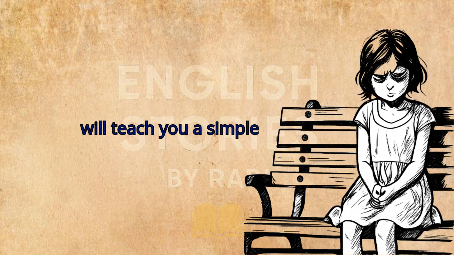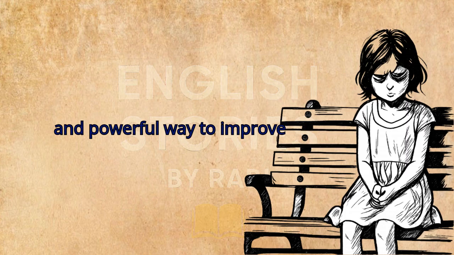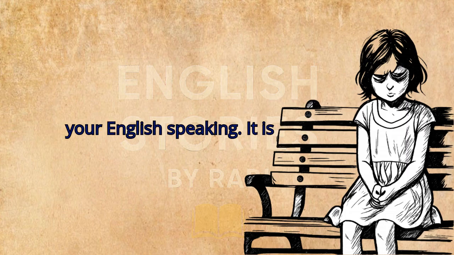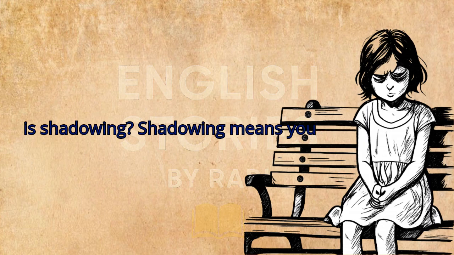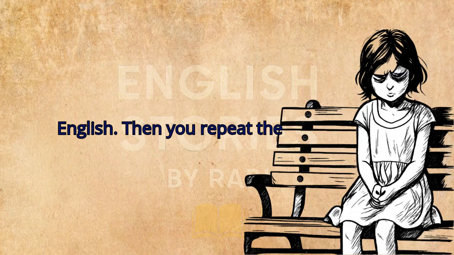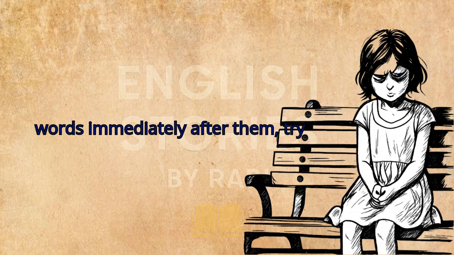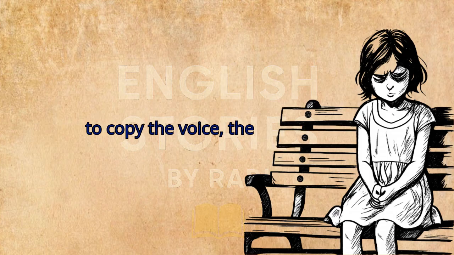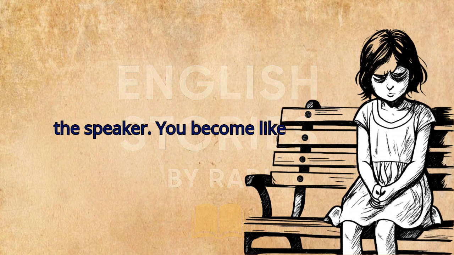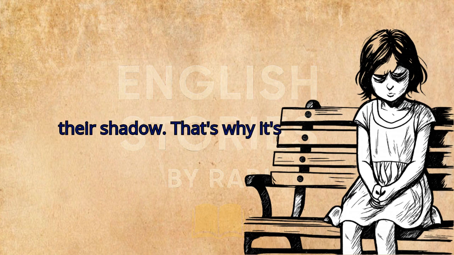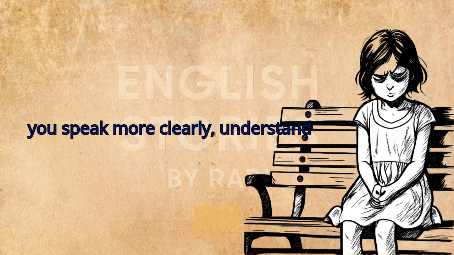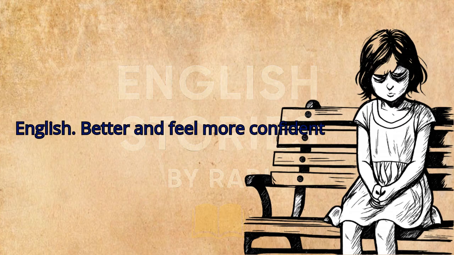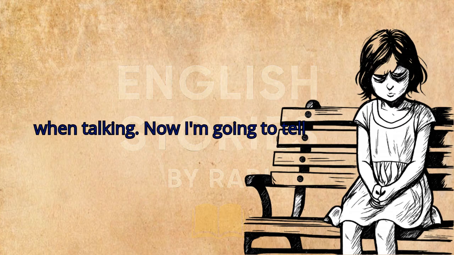Today I will teach you a simple and powerful way to improve your English speaking. It is called the shadowing technique. What is shadowing? Shadowing means you listen to someone speak in English, then you repeat the words immediately after them. Try to copy the voice, the speed, and the feeling of the speaker. You become like their shadow. That's why it's called shadowing. This method helps you speak more clearly, understand English better, and feel more confident when talking.